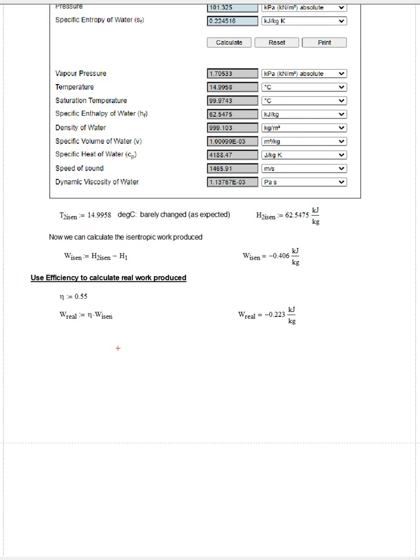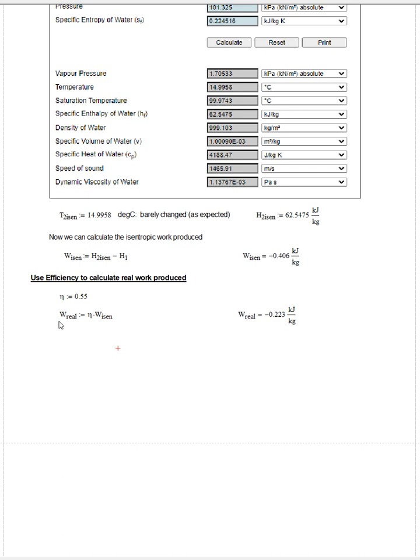Now, the last part of the problem asks us to calculate the outlet temperature. Now, we already calculated an outlet temperature, but this is not the outlet temperature for the real case. Right? This is the outlet temperature for the isentropic case. And so if you specified this as your final answer, that wouldn't be quite right. We need to do the outlet temperature for the real case. So how do we find that?